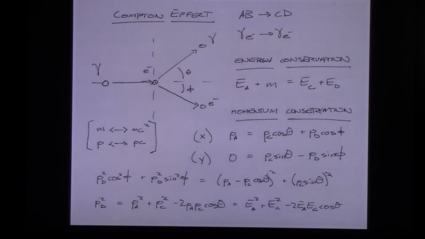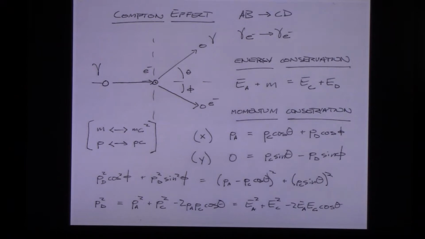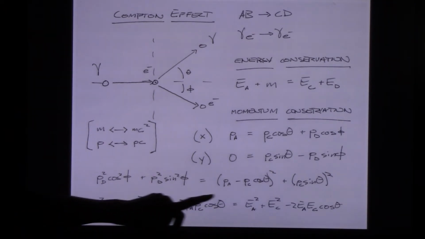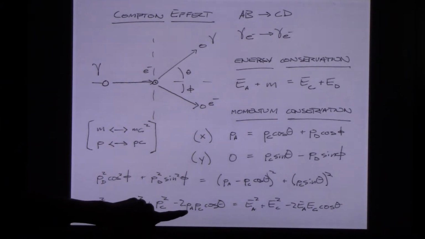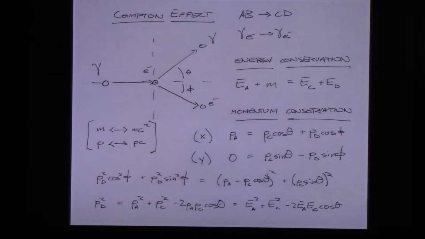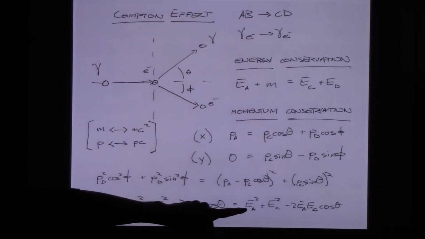Now for the photons, A and C are photons. For the photons, P equals E, right? The photons have no mass, and so that says that PA squared, I could write as EA squared, and PC squared, I can write as EC squared. And then also, PA and PC here, those can be written in terms of photon energies. So let's see how we're doing here. We eliminated phi, that's gone. We eliminated PA and PC, those got replaced with energy.